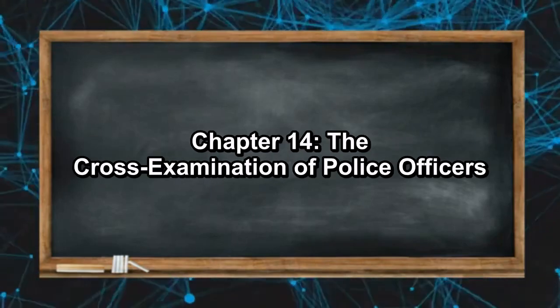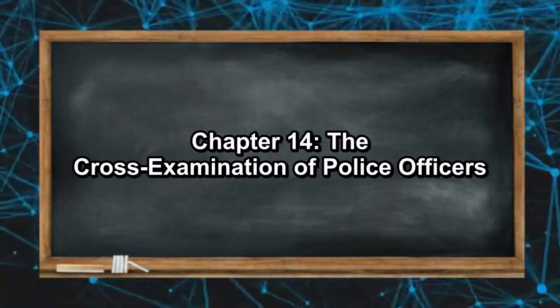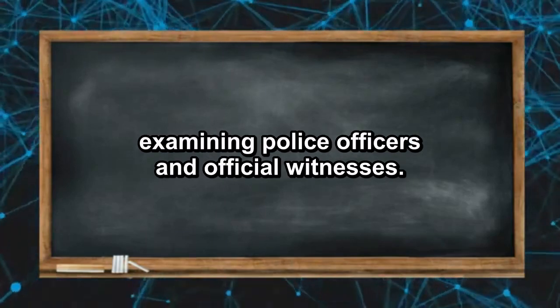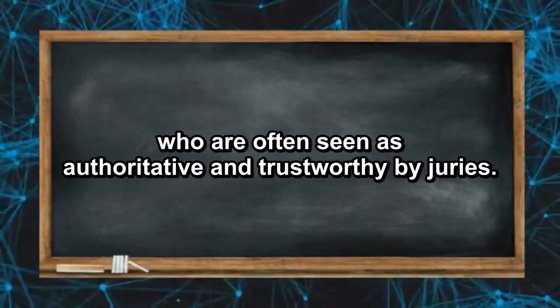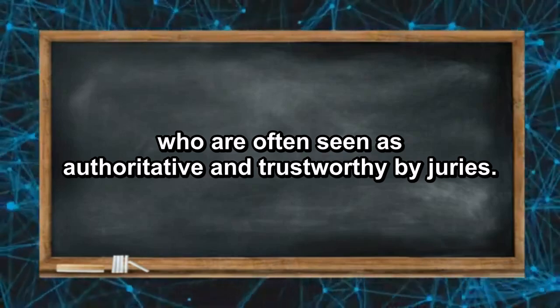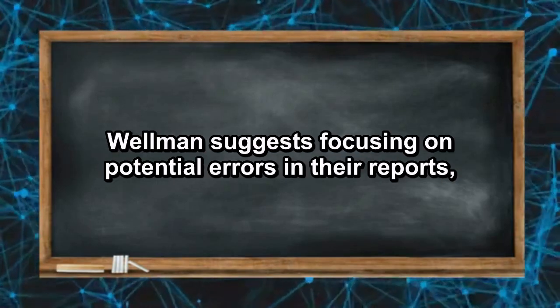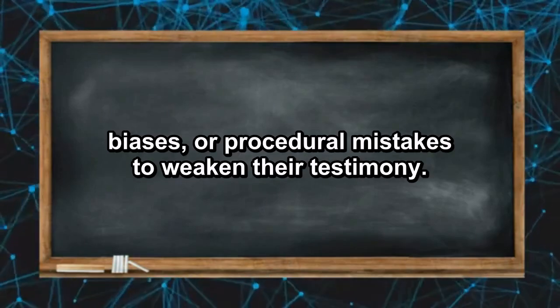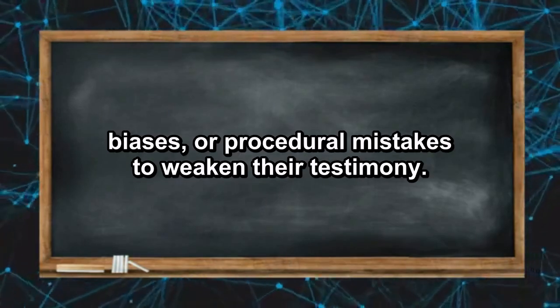Chapter 14, The Cross-Examination of Police Officers. Wellman discusses the challenges of cross-examining police officers and official witnesses, who are often seen as authoritative and trustworthy by juries. Wellman suggests focusing on potential errors in their reports, biases, and procedural mistakes to weaken their testimony.